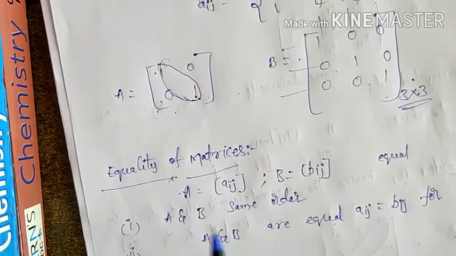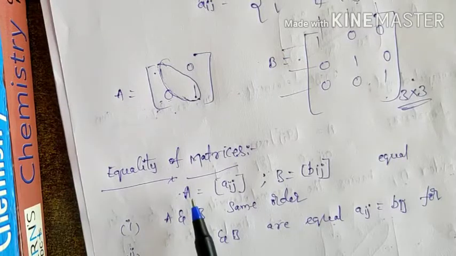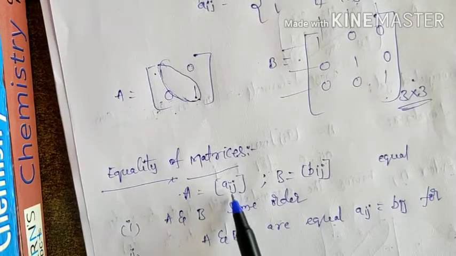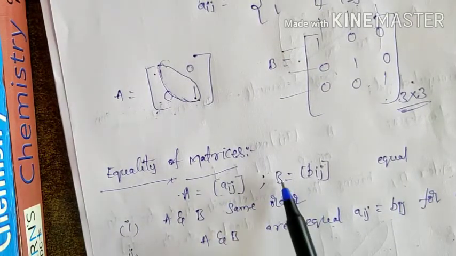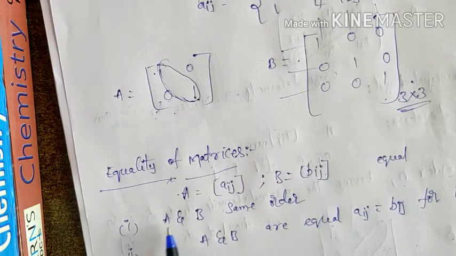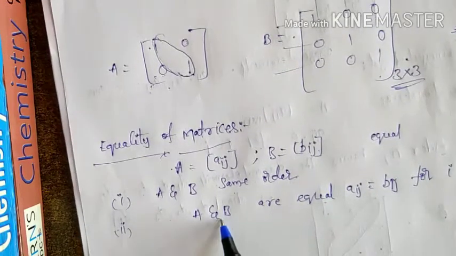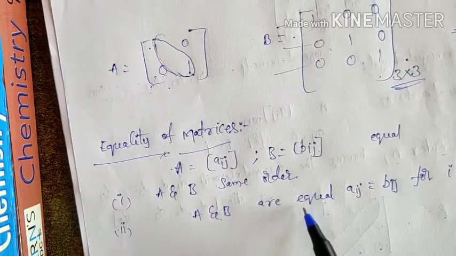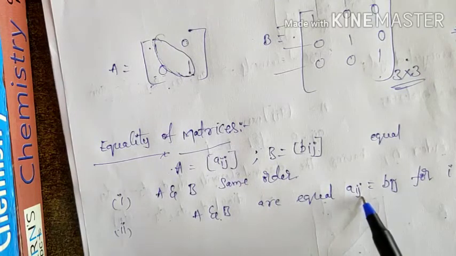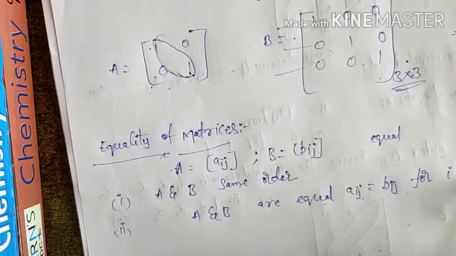So once again, two matrices A = [aij] and B = [bij] are said to be equal if A and B have the same order and the corresponding elements of A and B are equal. That means aij is equal to bij for all i and j.